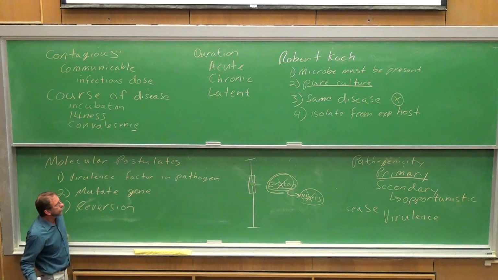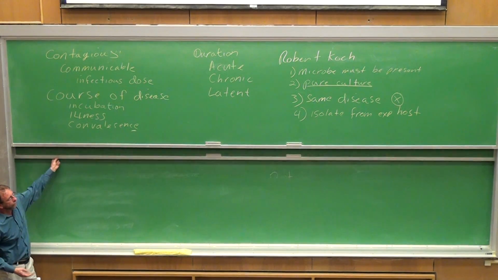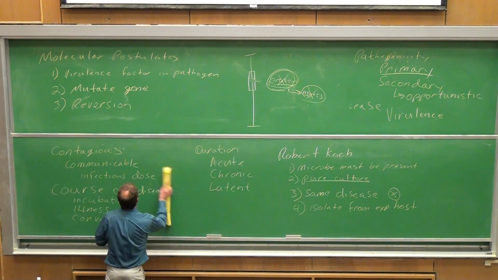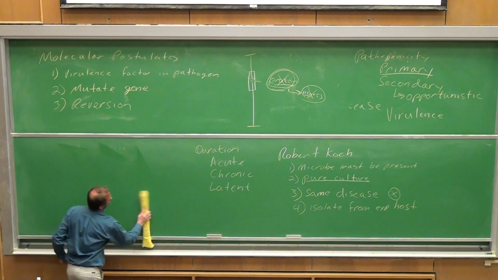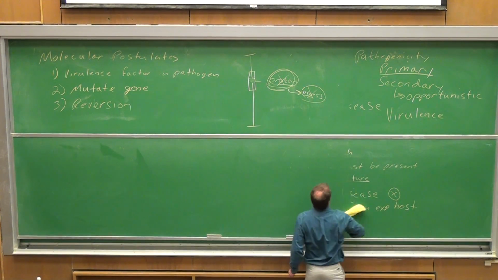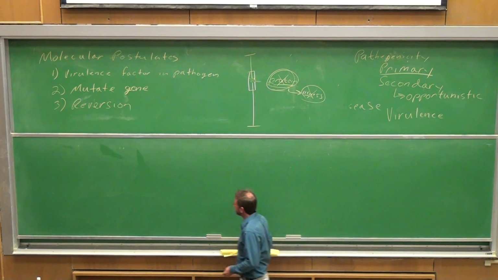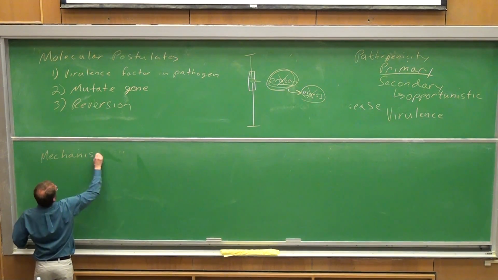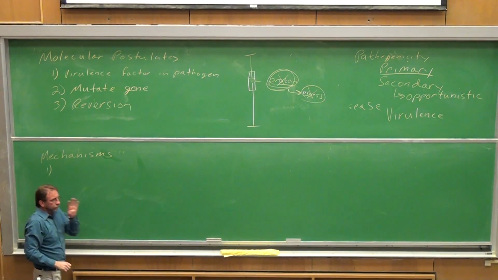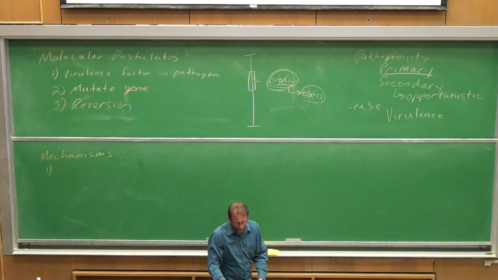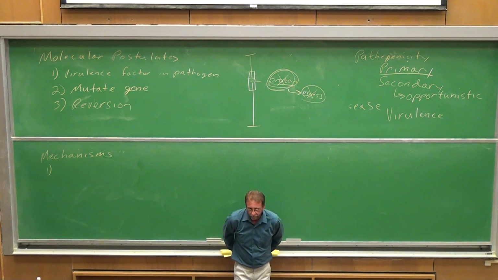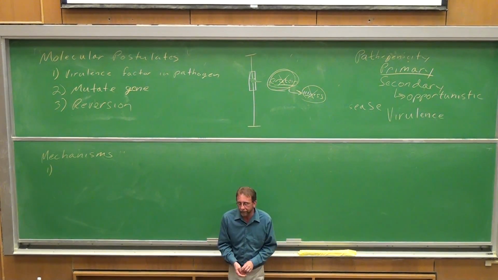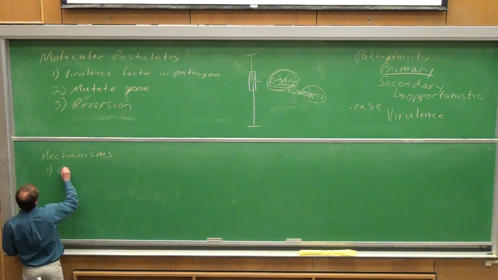Okay, let's turn our attention then to the mechanisms of pathogenicity. How do the microbes cause the illnesses? There's four mechanisms that we're going to mention here, and we've actually talked about each of them a little bit. The first is you can cause illness simply by producing a toxin, production of a toxin that gets ingested.